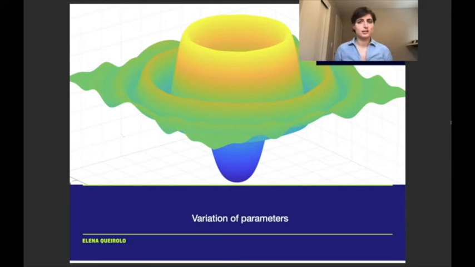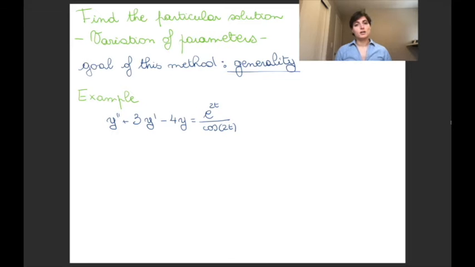What if that doesn't happen? We do have other methods. This one is called variation of parameters and is the one we will see this week. The goal of this method compared to undetermined coefficients is generality. We want something that can handle something like our example, y'' + 3y' - 4y = e^(2t)/cos(2t).